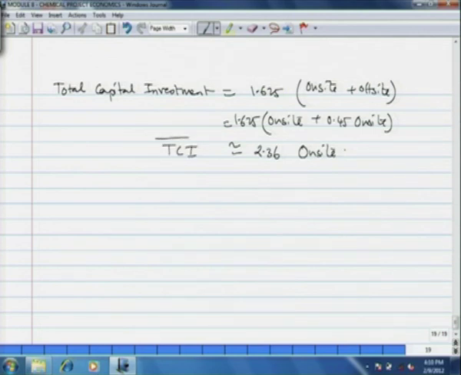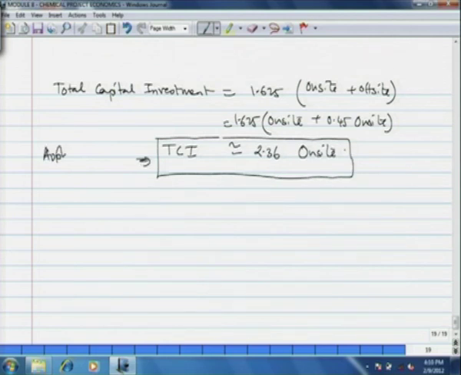This is an important formula that we have derived. Of course, this applies only for small scale process or expansion of an existing facility.